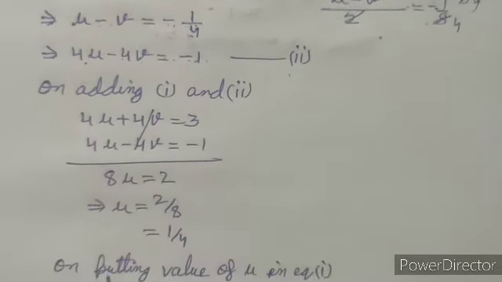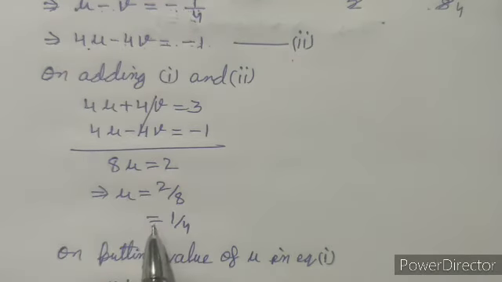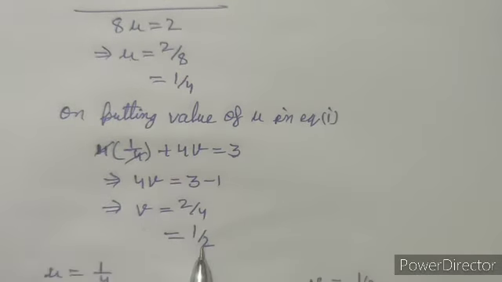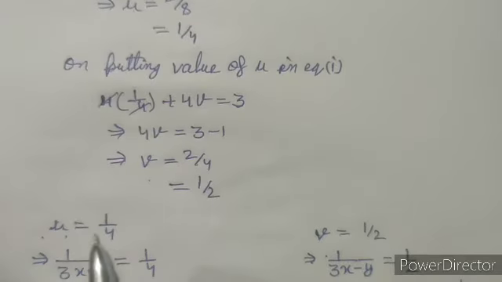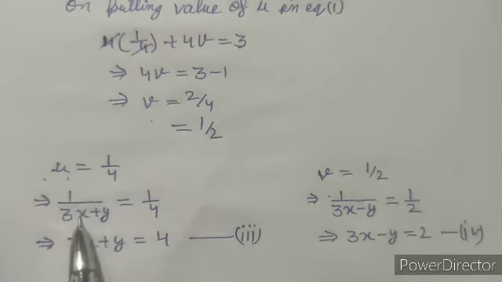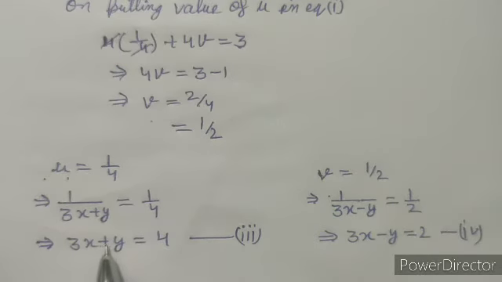Now on adding first and second, the v will be eliminated and we will get u as 1 by 4. Similarly, now on putting the value of u in equation first, we will get v as 1 by 2. Now we are getting u as 1 by 4, and we have taken 1 upon 3x plus y as u. So that will give us 3x plus y equal to 4.